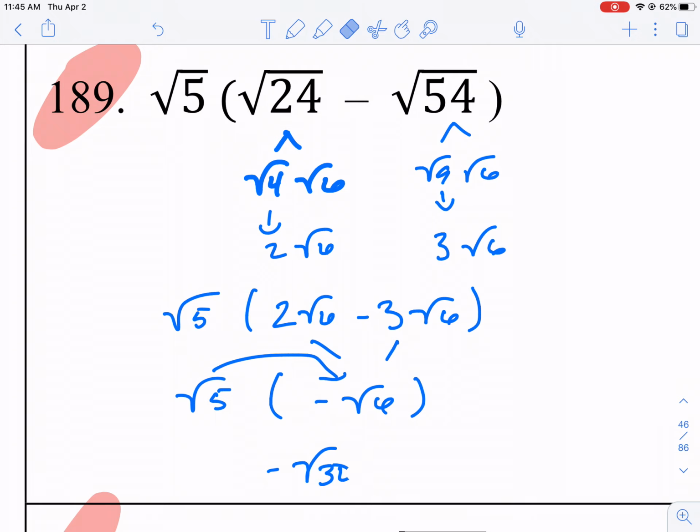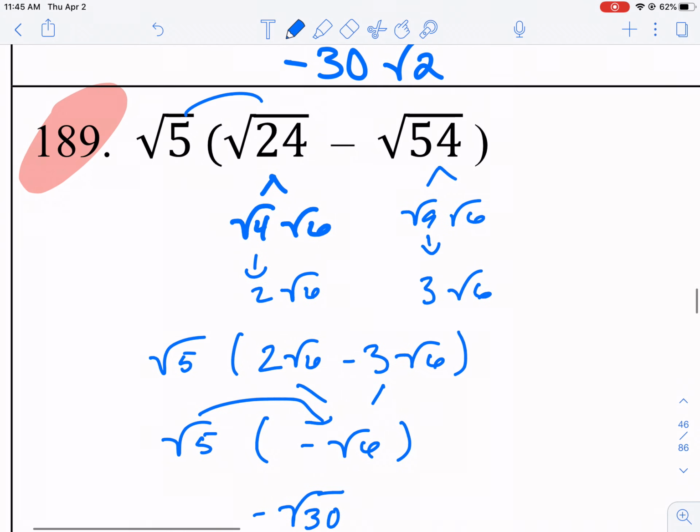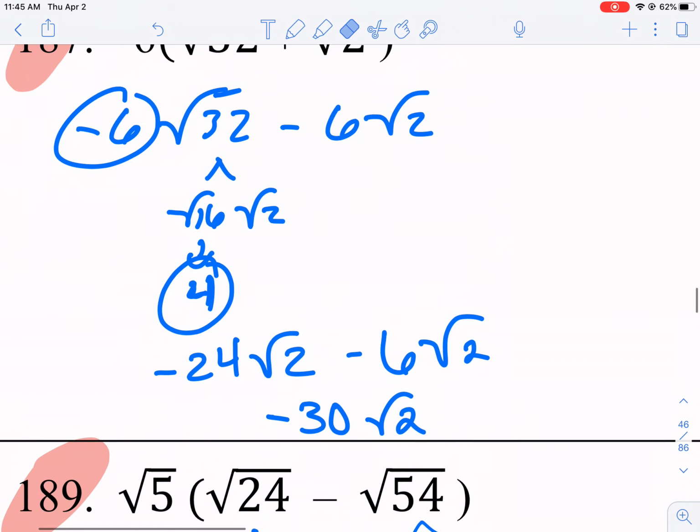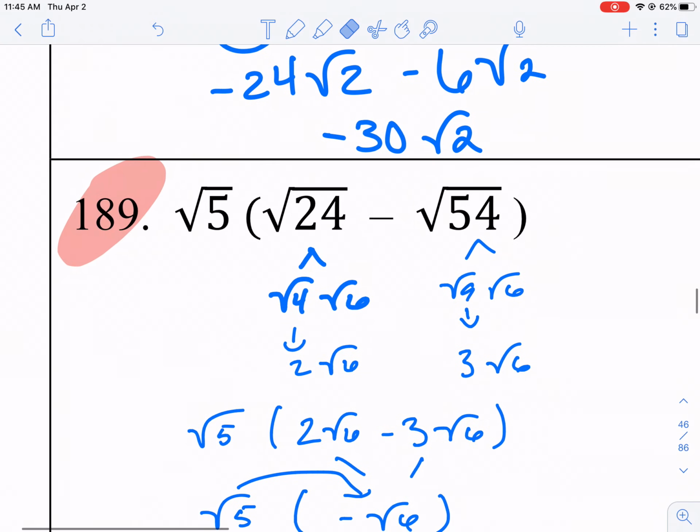So I think this one was much easier by breaking it down first. If I hadn't broken it down first, I would be taking 5 times 24 and then 5 times 54 and then trying to simplify those. So when the numbers are a little bit bigger, it might be easier to simplify first. And we could have absolutely simplified 32 right away. We would have ended up with the same result.